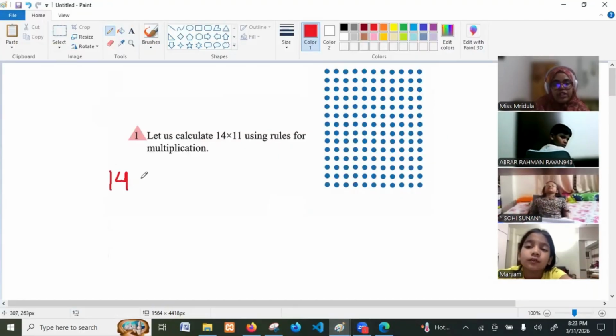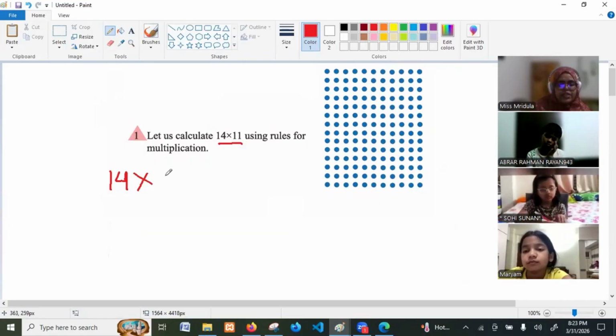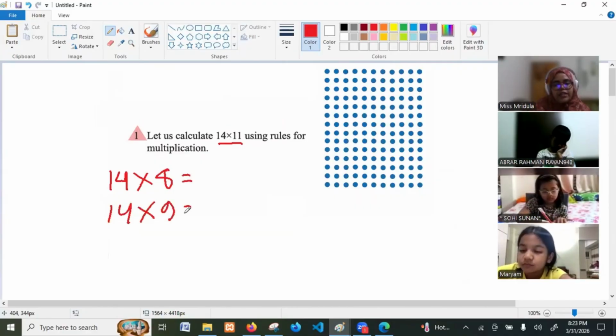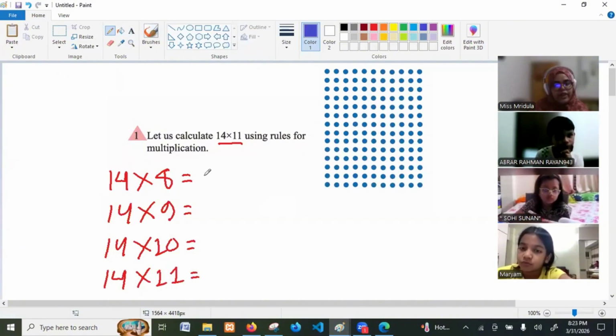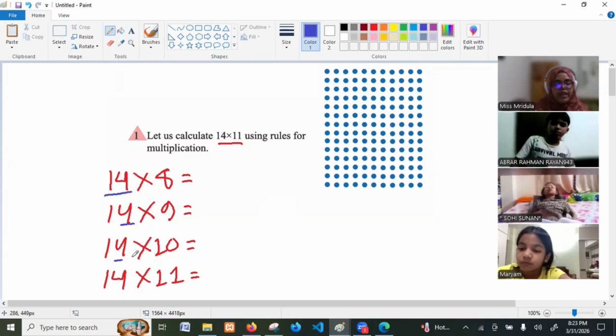So we had 14 times 11, our final one, right? We can start from maybe 8. Let's start from 8, 9, 10, 11. So 14 times 8, 14 times 9, 14 times 10, and 14 times 11. So each and every time, what should we add? 14. Very good, because our multiplier is changing. So every time 14 will be added.